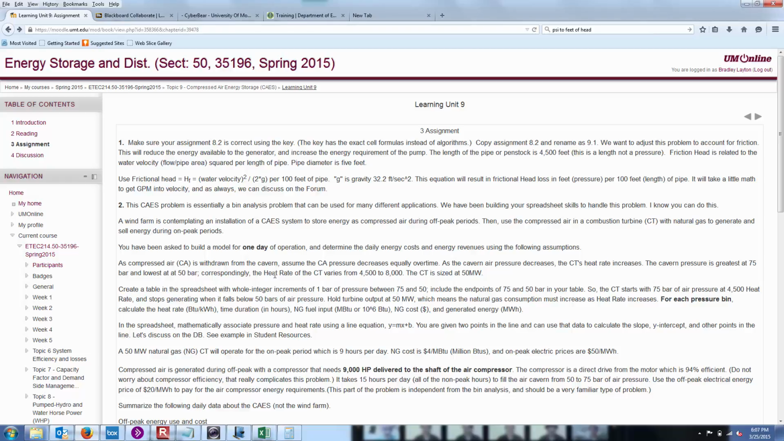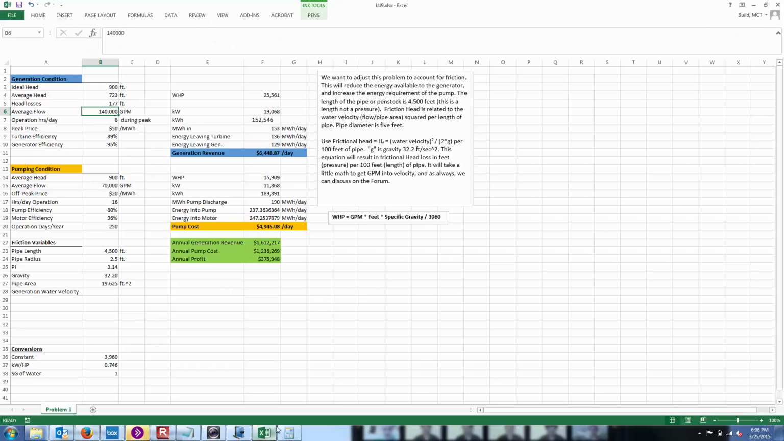All right. Create a table in the spreadsheet. The heat rate and one bar pressure steps. So it starts, and the turbine output of 50 must increase. Okay, this is not that bad. So let's start a new one.